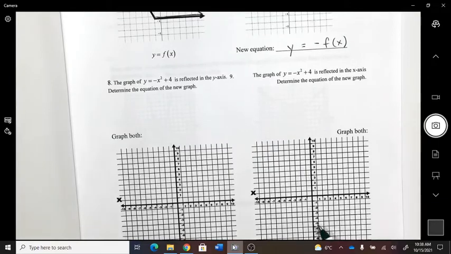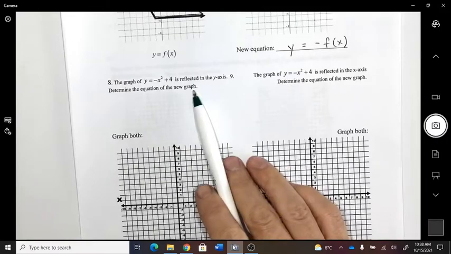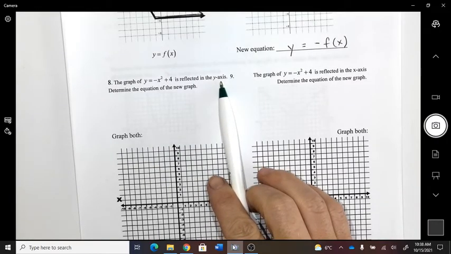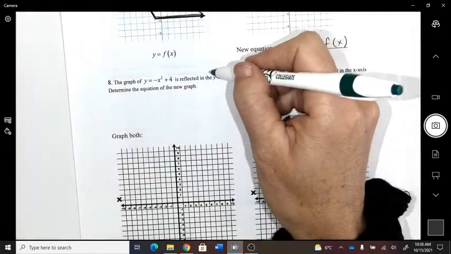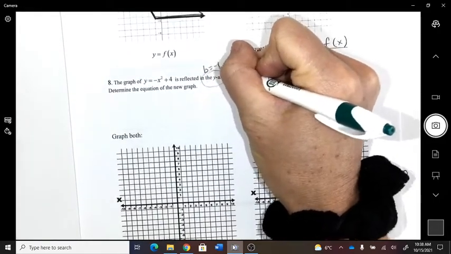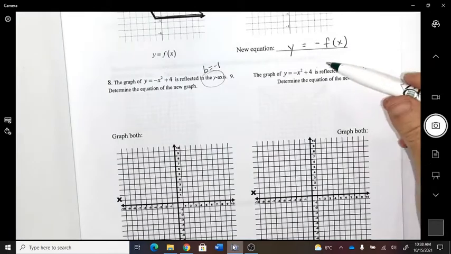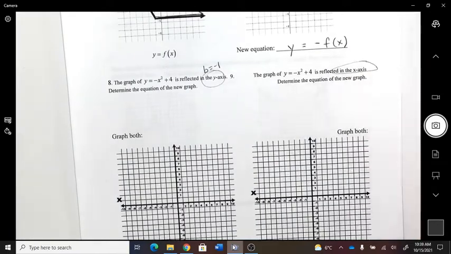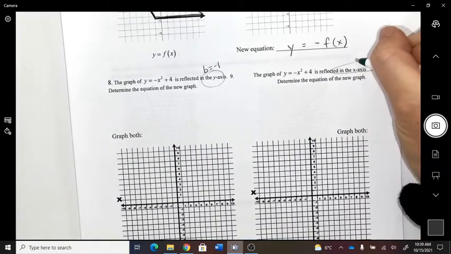Okay, number 8 and 9, it's the same graph. The first time you're reflecting it over the y-axis. So that means B is negative. And then on the second time, I'm reflecting it over the x-axis. So A is negative.